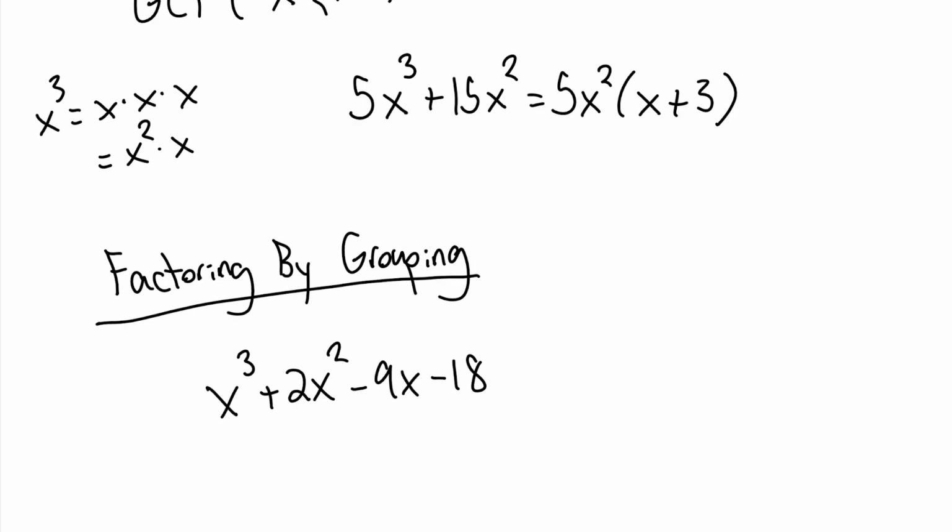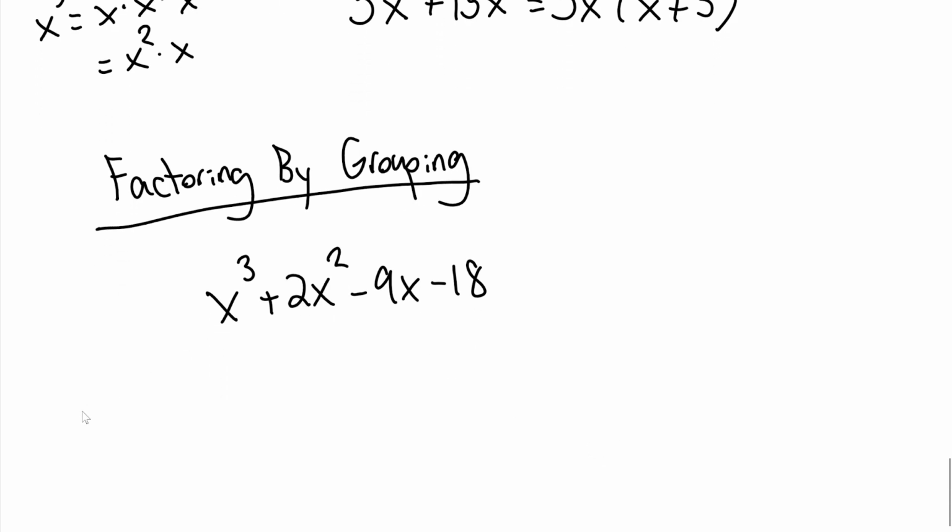Now, there's nothing that we can pull out of all of these. But what we could do is we could pull something out of the first two and something out of the second two. Okay, so let's do that and let's see what we get. So namely we can pull an x squared out of the first two terms, right? X squared times x plus 2.